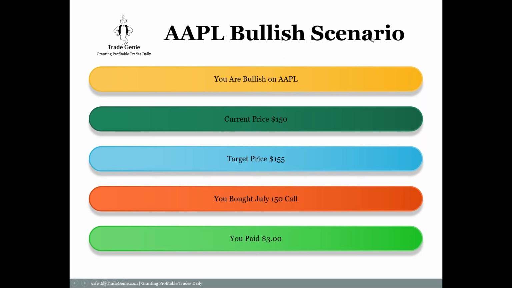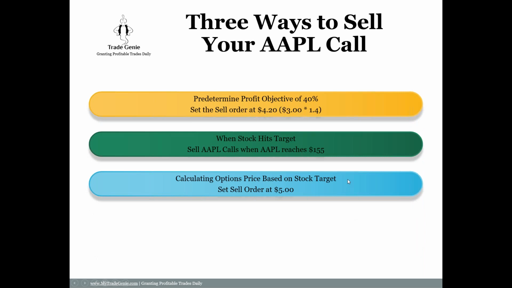So I'll give you an example of an Apple bullish scenario. Let's say you are bullish on Apple. The current price is $150 and you estimated the target, let's say the yellow target, of 155. So there's a 5-point move you expect. So you bought the July 150 call. Let's say we are in the month of May or June and you bought the July 150 calls, and you paid $3 for that. So you paid $3. Now you have the option.